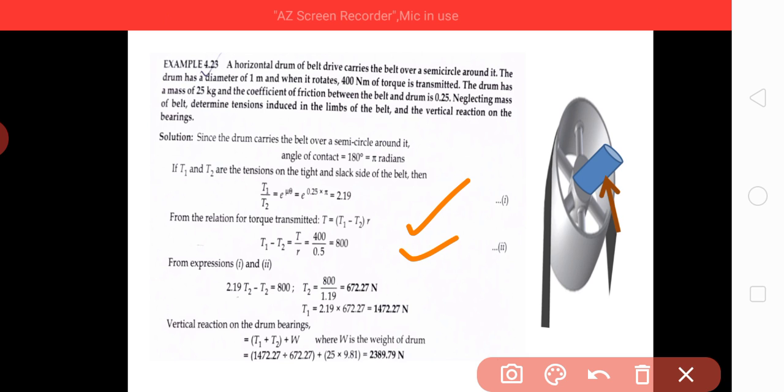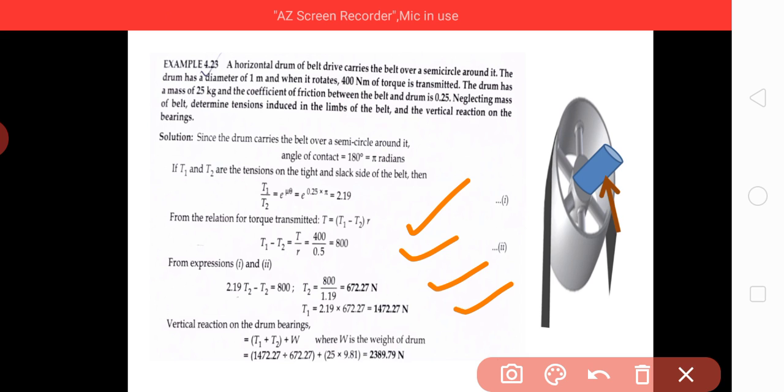From the first and second equations, 2.19 T2 minus T2 equals 800, or T2 equals 800 upon 1.19, which comes out to 672.27 Newton, and T1 comes out to 1472.27 Newton.